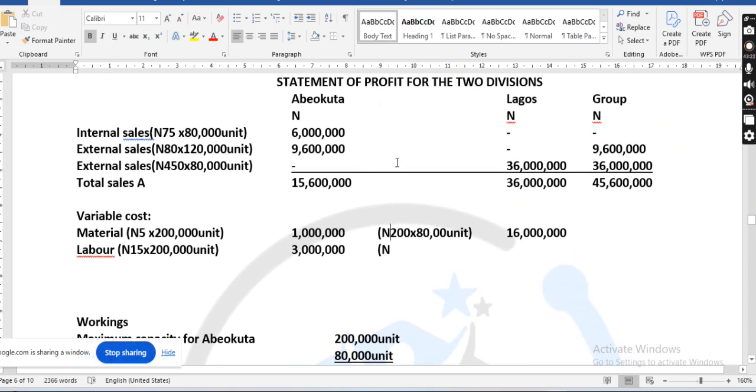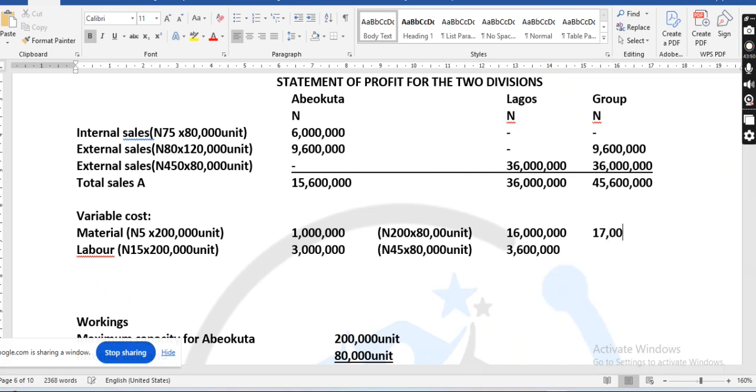Quickly, let's fix this. So what do you have? 3.6 million. So we add this cost together. Here you can have 17 million.